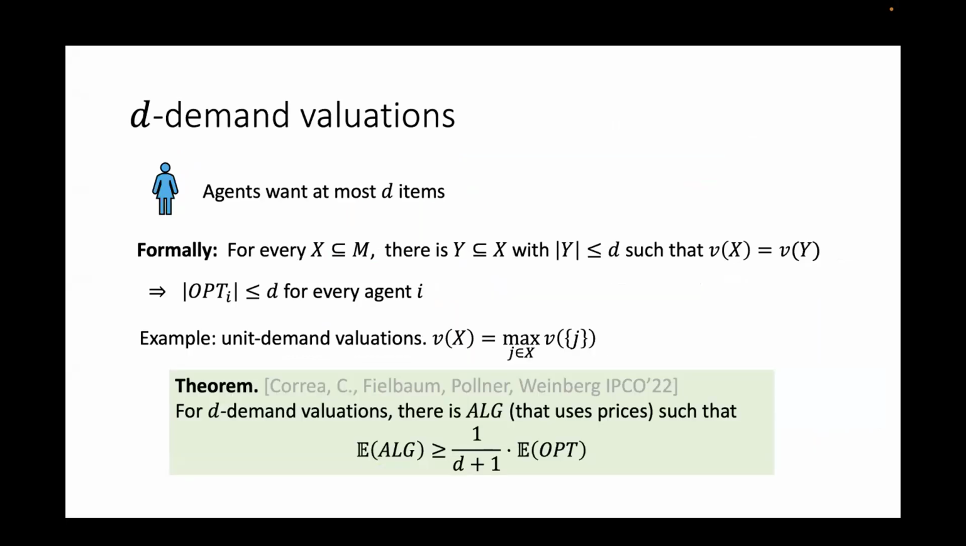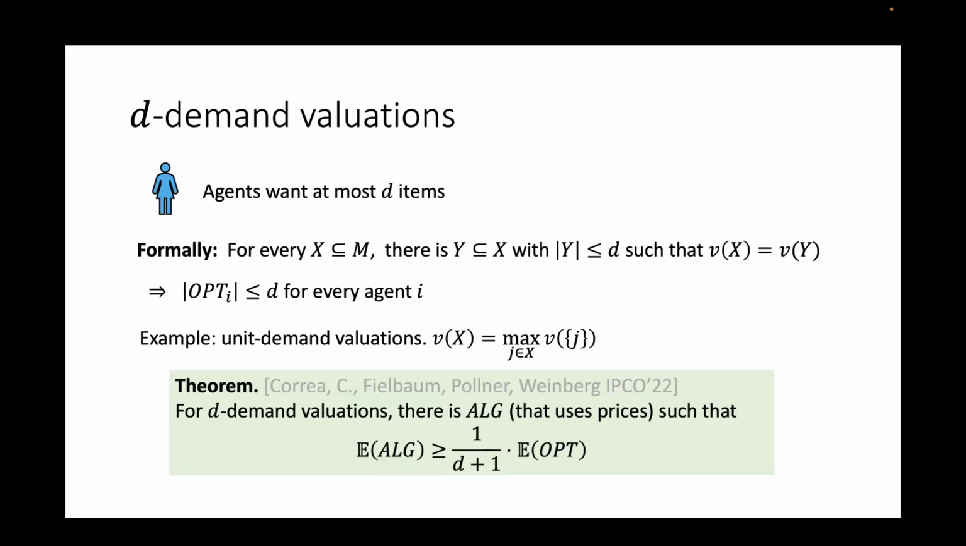All right. So the demand valuations, as I said, are the case where agents want at most D items. Formally, this means that for every set X, there is a subset Y of size at most D such that the value of X is the value of Y. In particular, that means that in the optimal allocation, each person gets at most D items, otherwise they'd have unwanted items. An important example is the unit demand valuations, where each person wants at most one item.